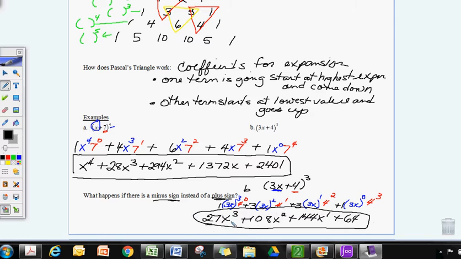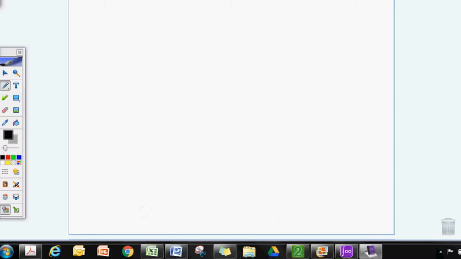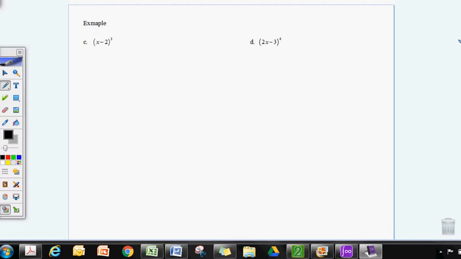Signs. The first one is positive, the second one is negative, the third one is positive, the last one is negative. We always start with a positive here. I normally don't put it, but I'm making sure that you see it. Now we do the exact same thing. My first term is x. X raised to the third power, x raised to the second power, x raised to the first power, x raised to the 0. I'm going to look at the last term. 2 raised to the 0, 2 raised to the first, 2 raised to the second, 2 raised to the third.